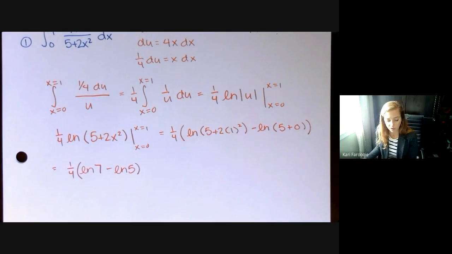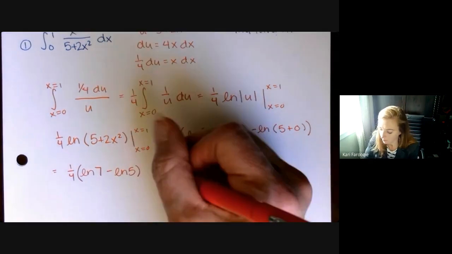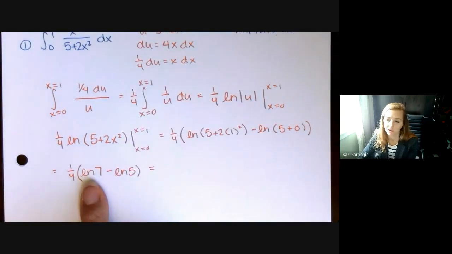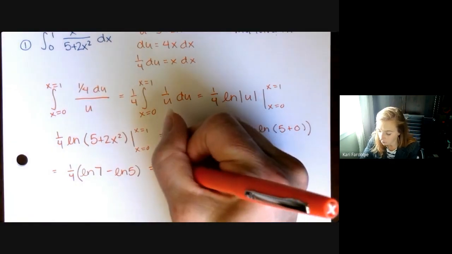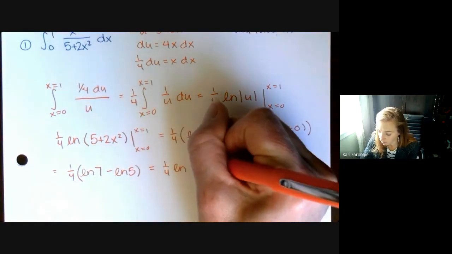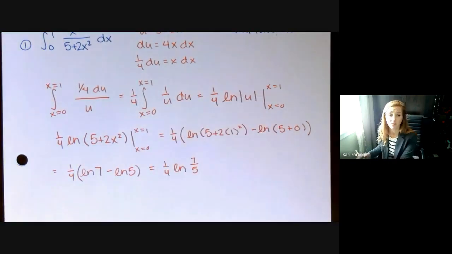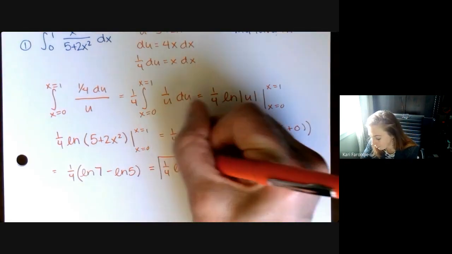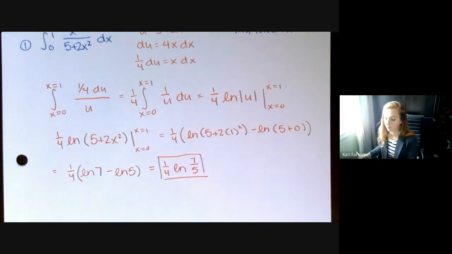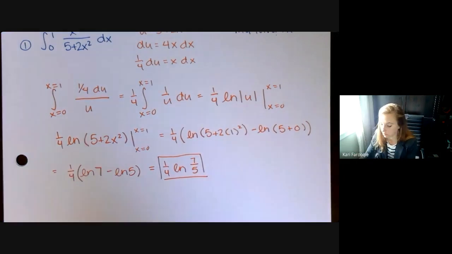Now, I'm not going to be super picky about this, but if you have the natural log of 7 minus the natural log of 5, you really should write this as the natural log of 7/5. Remember using that quotient rule for logarithms? It just looks a lot better, in my opinion. So I would write it like this. Okay, so that's method 1. So this is the method of back substituting.